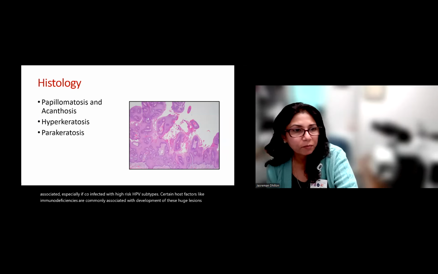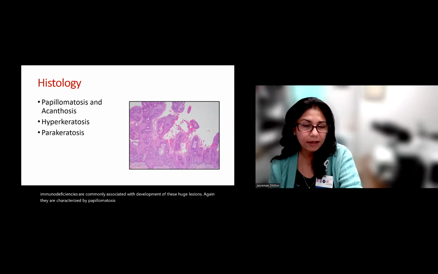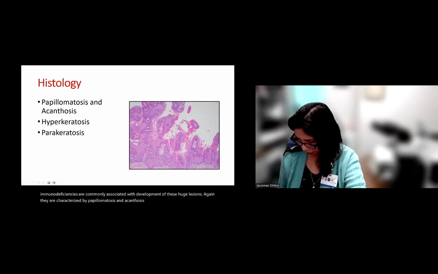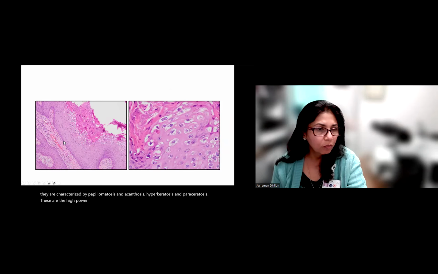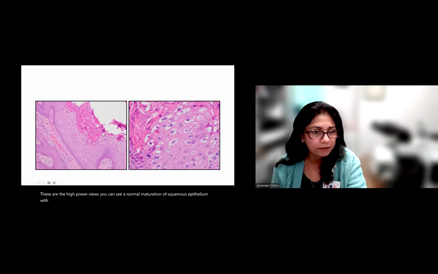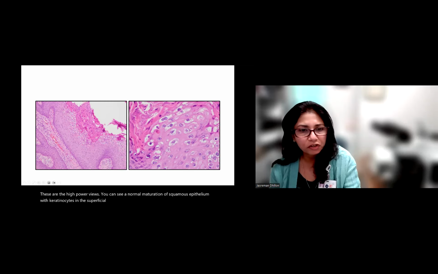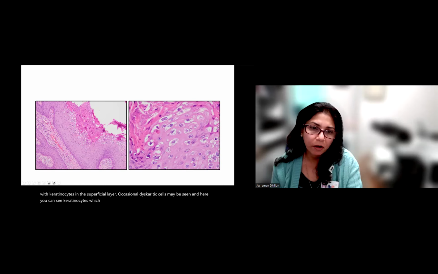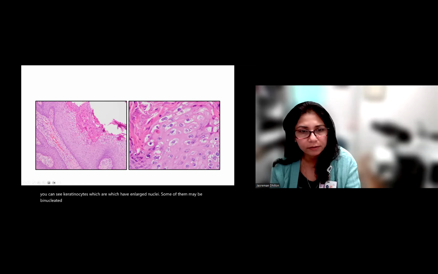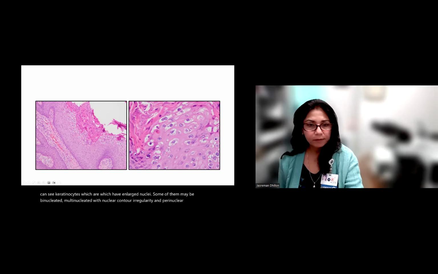Again, they are characterized by papillomatosis and acanthosis, hyperkeratosis, and parakeratosis. These are the high power views. You can see a normal maturation of squamous epithelium with keratinocytes in the superficial layer. Occasional dyskeratotic cells may be seen. And here you can see keratinocytes, which have enlarged nuclei. Some of them may be binucleated, multinucleated with nuclear contour irregularity and perinuclear halos.